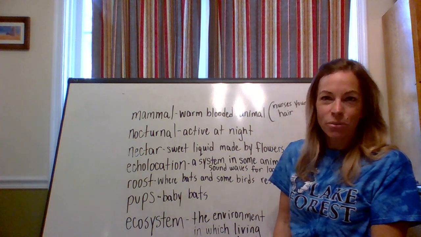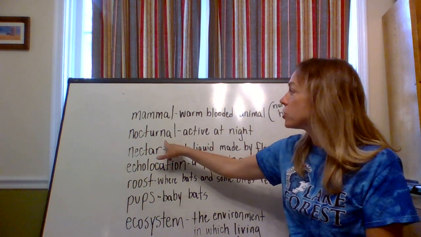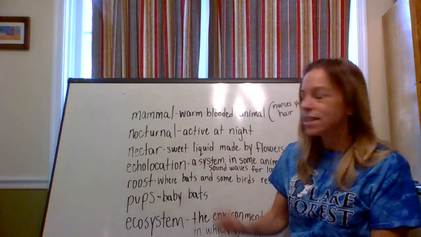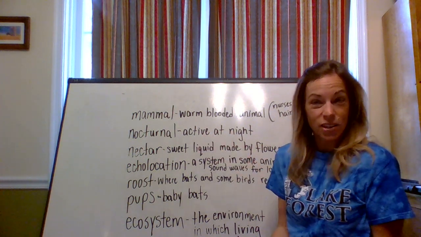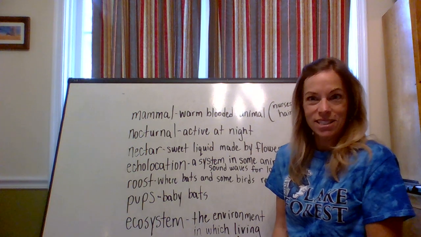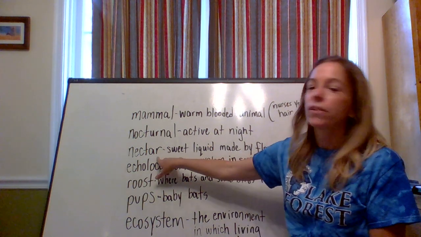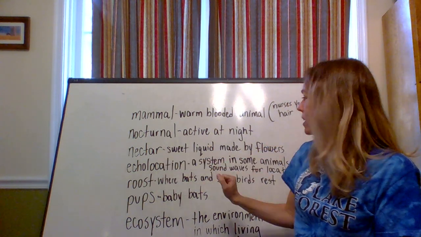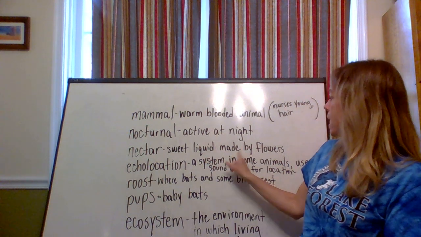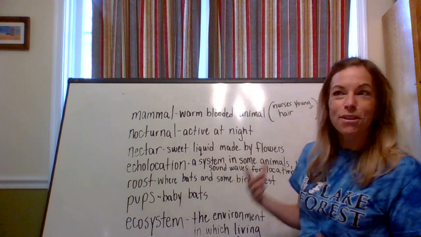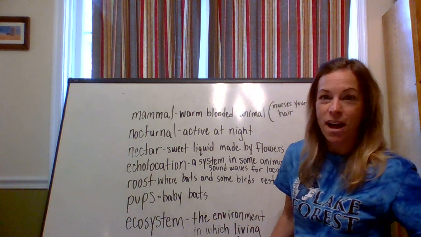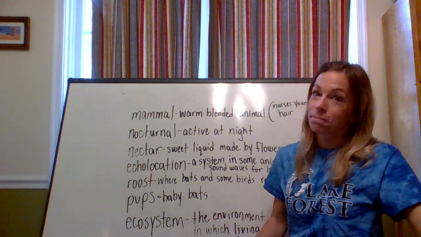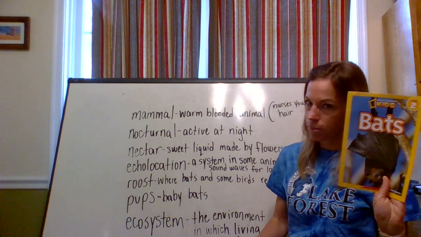The next word that we're going to read about is nocturnal. Nocturnal is an animal that is active at night and then it rests during the day. Pretty interesting. The next word we're going to read about is nectar. Nectar is a sweet liquid made by flowers. A lot of our flowers are starting to bloom now, and their nectar is starting to come out for the bees, and that's what we're going to learn about.